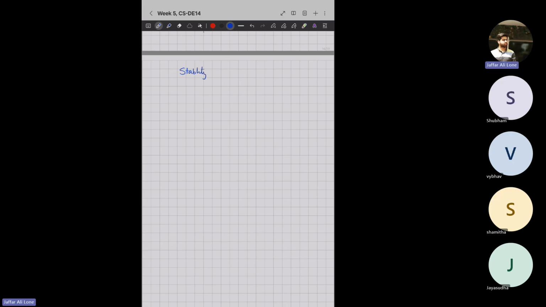Okay, how do we check stability? We check the poles of the characteristic equation. I assume that you know how to find the characteristic equation, and how to find its poles. Now see, I'll make the graphs.